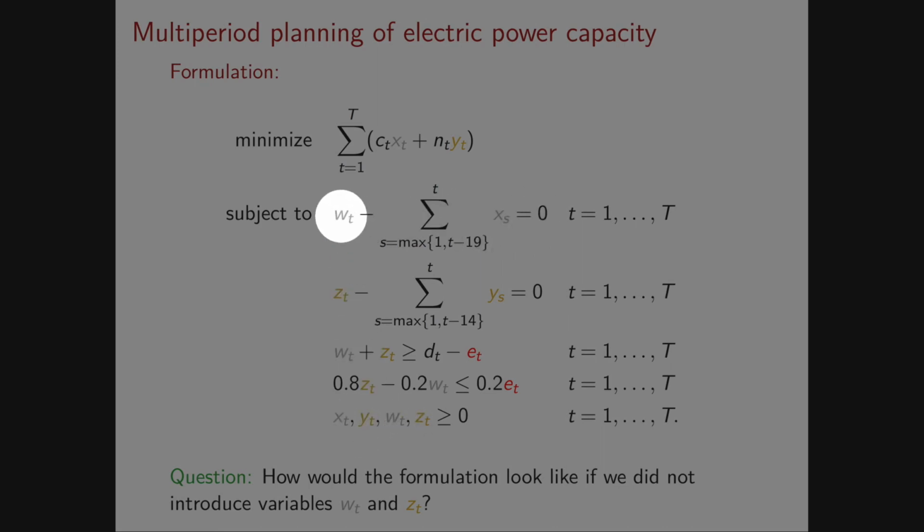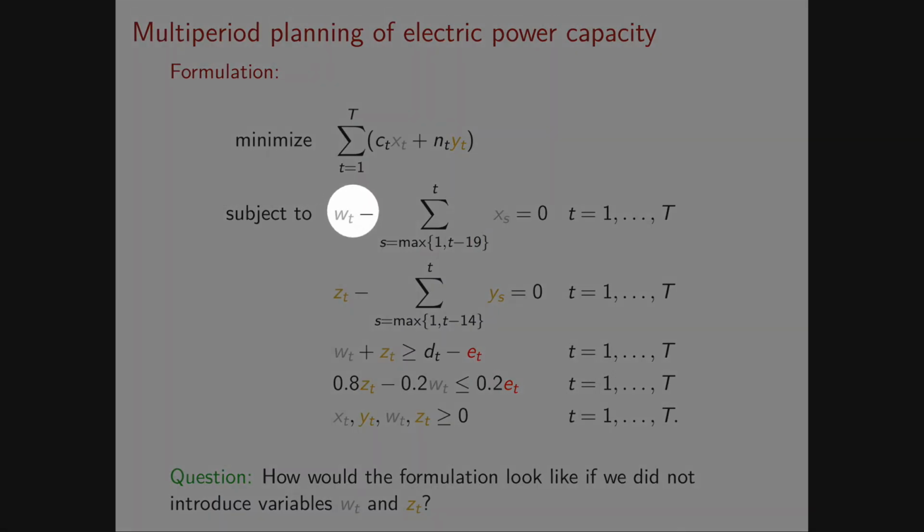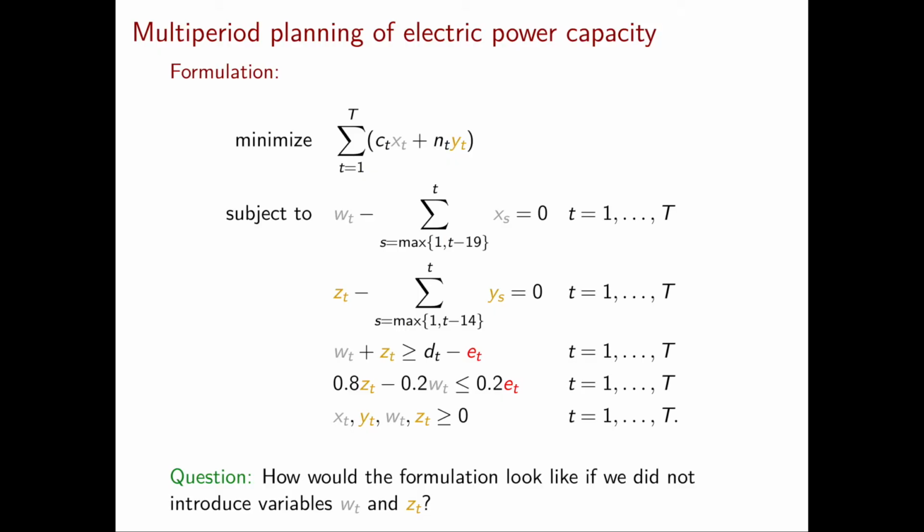In fact, each wt is the sum of a bunch of x variables, and since they're all non-negative, then so will be wt as well, and similarly for zt. And this concludes our example on multi-period planning of electric power capacity.